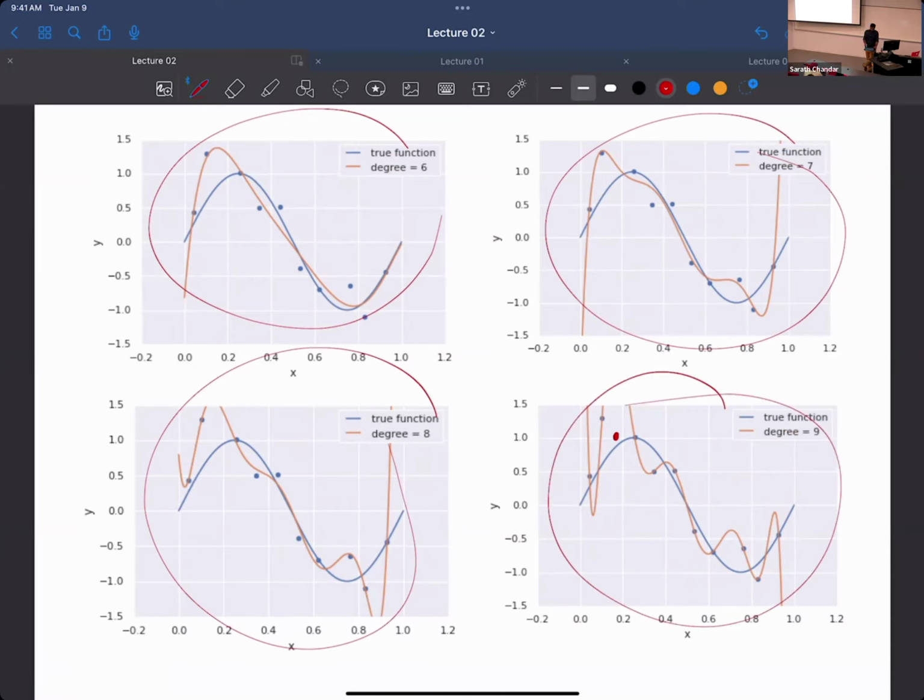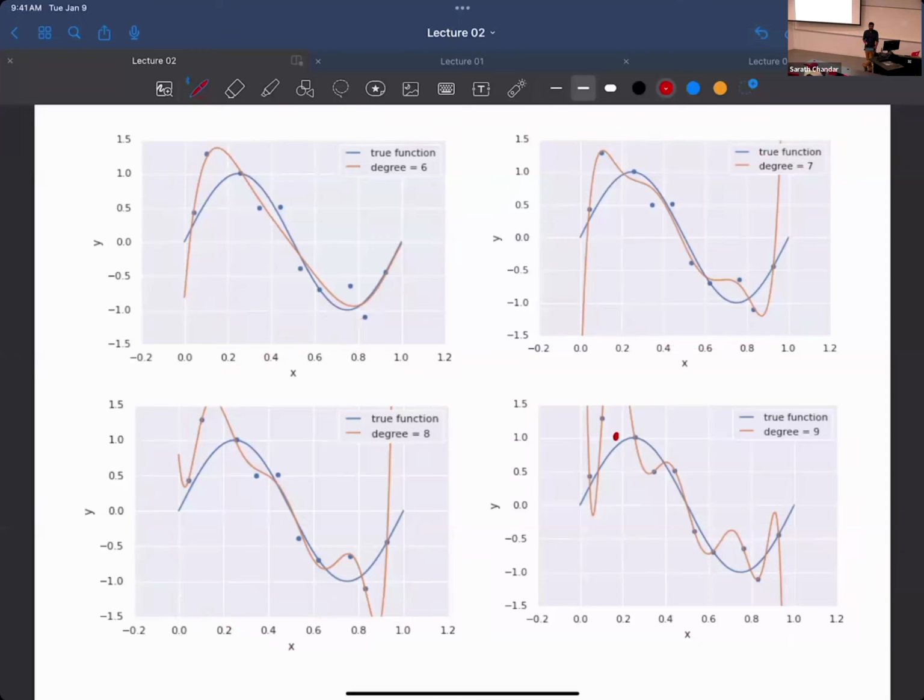So what is happening here? When you are at degree 9, you have 10 examples here. So with degree 9, the number of parameters you have is 10. So it is somehow exactly fitting the examples that you have, right? What would be the training error for this polynomial? 0. But is it a good polynomial? Is it a good function? Is it a good approximation of the sine function?